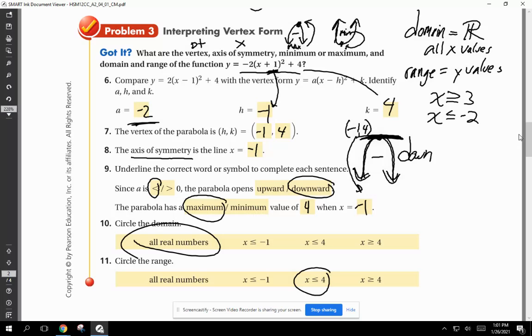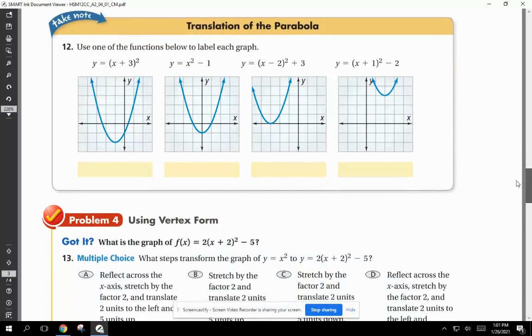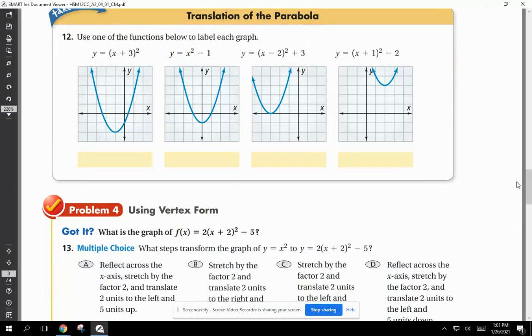All right, turn the page. Number 12. Translation of the parabola. Use one of the functions below to label each graph. So we're going to look at these, and we're going to take the ones from the top. We're going to figure out which ones they go with. So this is like multiple choice, basically. Kind of hard to understand.